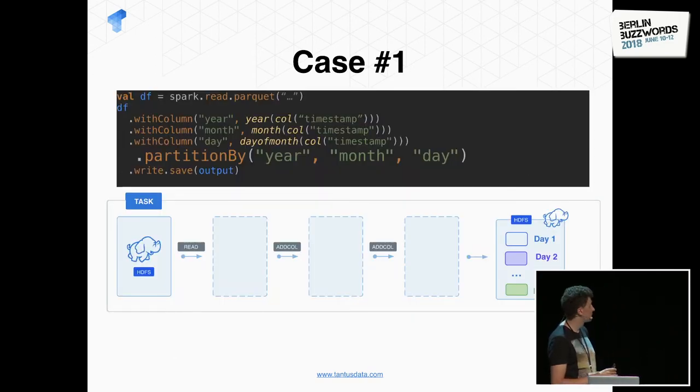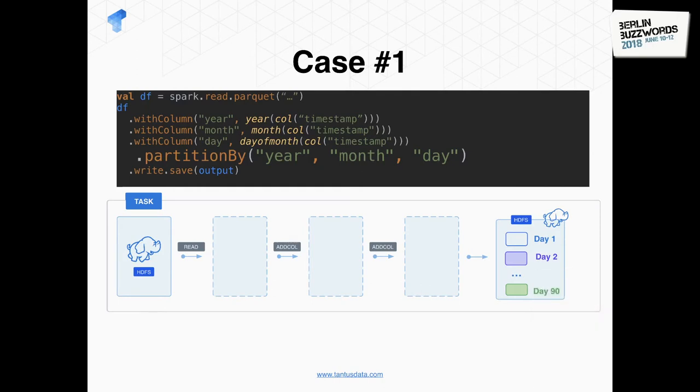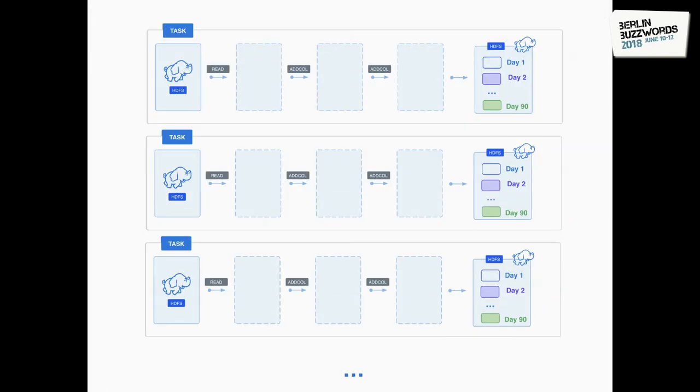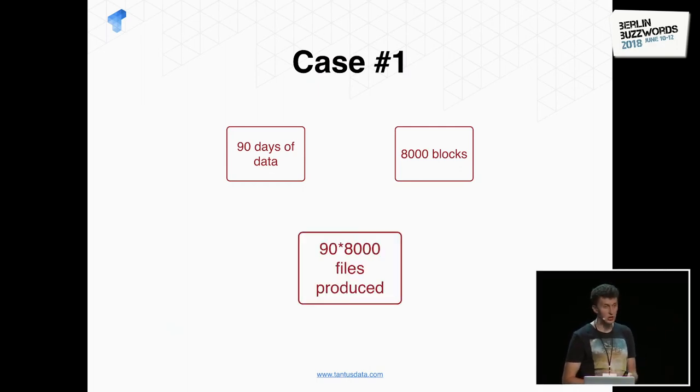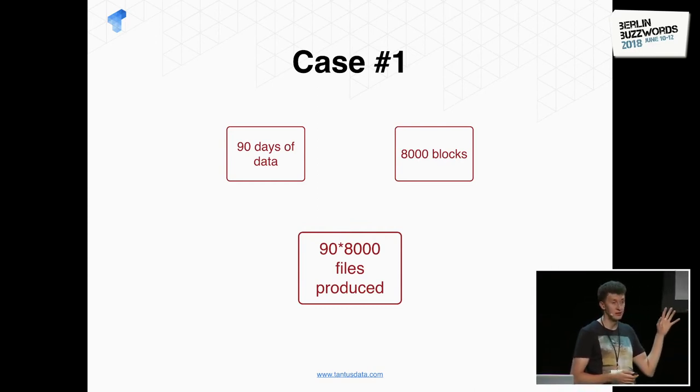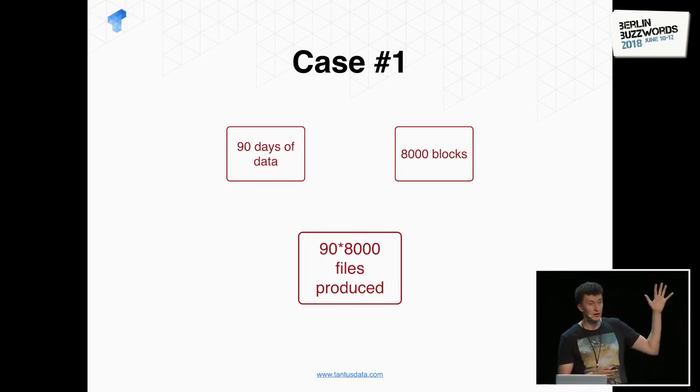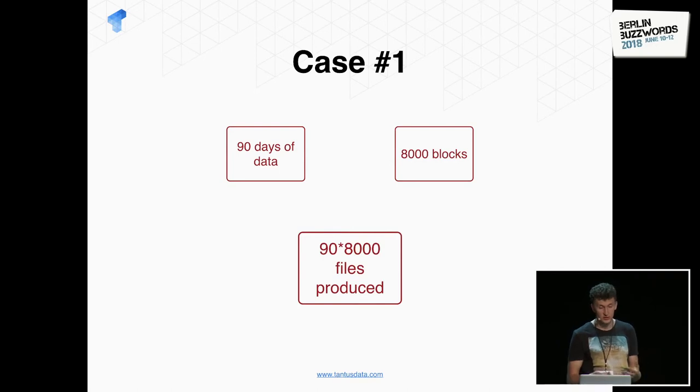In order to understand what's going on, you need to understand how the partitionBy method is implemented. So let's say you have 90 days of data in your input directory. Each task will read a block from HDFS, it will calculate the columns, and it will write out a single file per day, because that's how you wanted it to partition by. And then you will have many of these tasks because you have many blocks as input data. And by the end of the day, if you have 90 days of data and like 8,000 blocks in HDFS, you will end up with this many files as an output. So you do the math, but the point is it's quite a large number, and all of these files will be small, so it doesn't make that much sense.